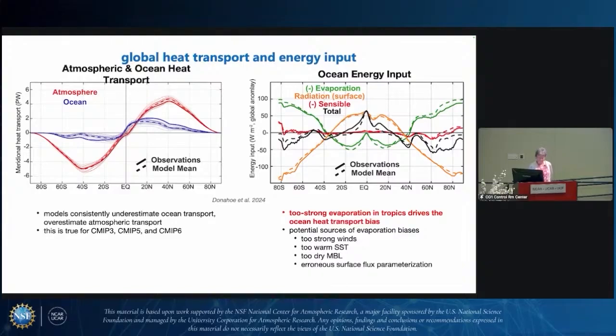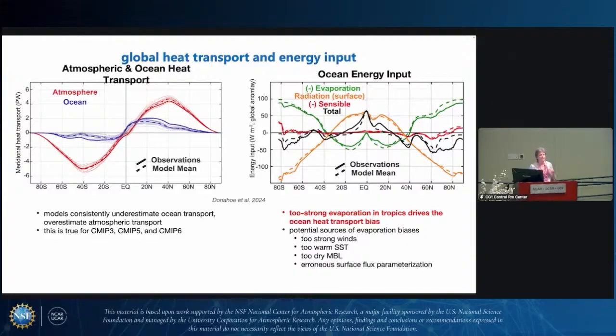So, of course, some of this excessive evaporative flux from the ocean can arise from things such as too strong winds, too warm SST, perhaps too dry upper marine boundary layer. But the question I'm going to address today is, what if there are biases in the way we're actually computing the flux that could contribute to this?